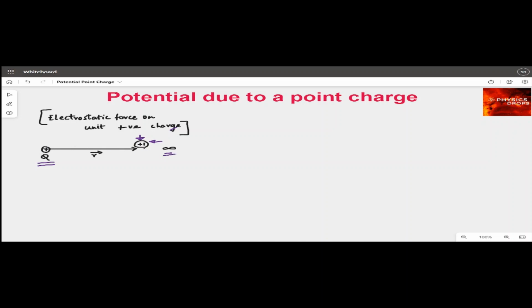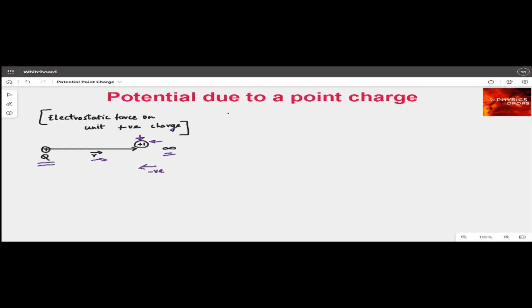created by Q, and let r be the position vector, with Q as the origin for the position vector, and this is the direction of the position vector. So when I am moving the positive unit charge in the field towards Q from infinity, this is the direction in which I am moving. So this is a negative direction as far as the r vector is concerned. Let's keep that in mind.